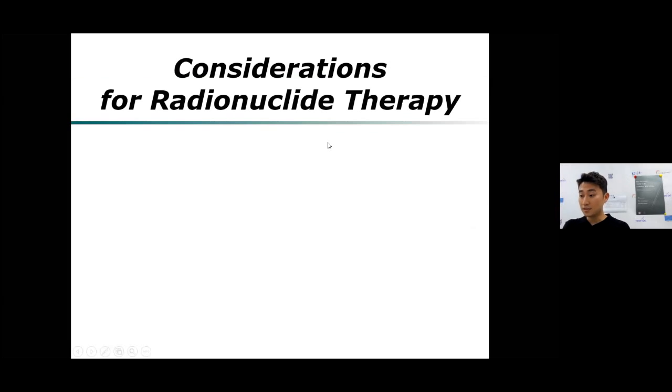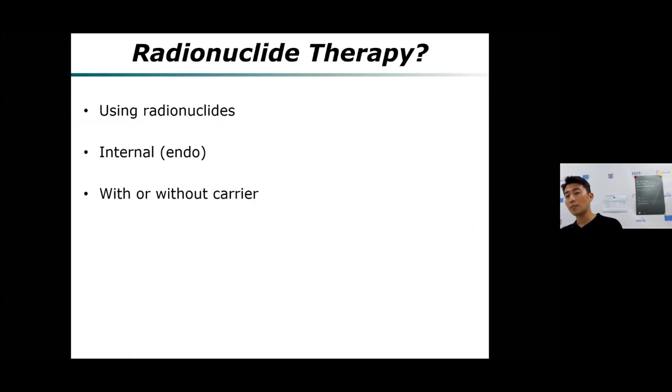Next is the consideration for radionuclide therapy. Radionuclide therapy is totally different from external therapy, so we must choose an appropriate radionuclide. We already saw the figure comparing actinium and lutetium in Dr. Sa's slides. So we choose the appropriate radionuclide for a specific target region.